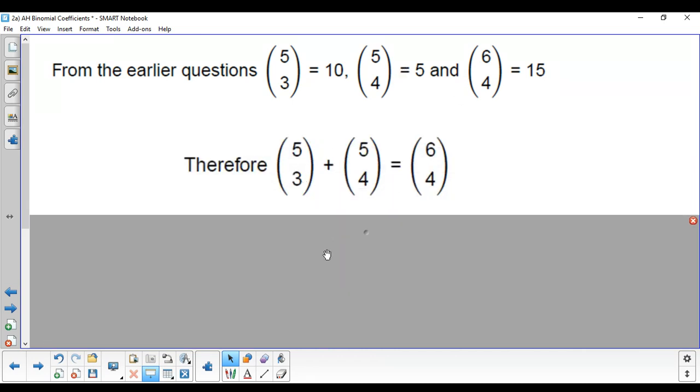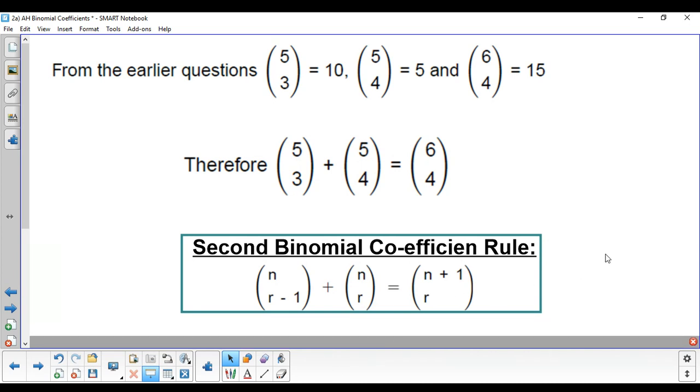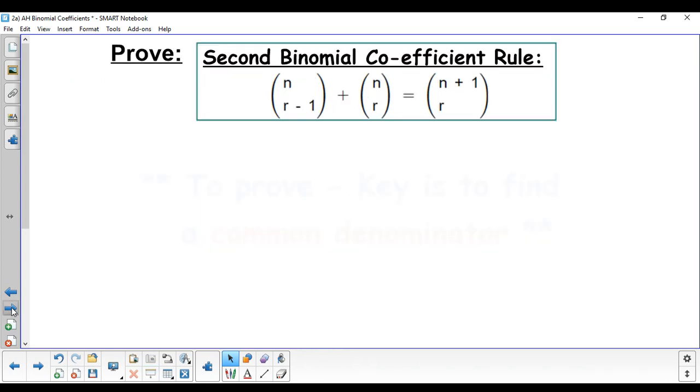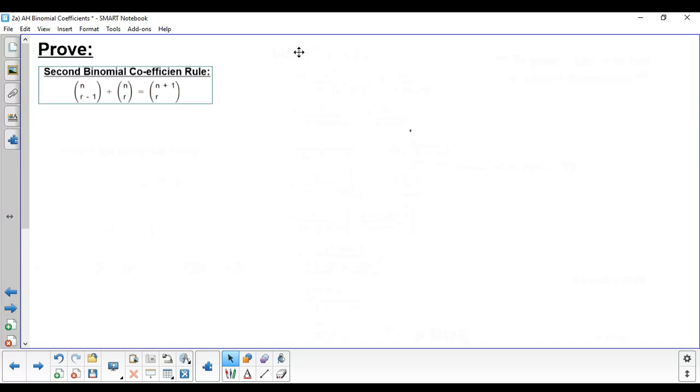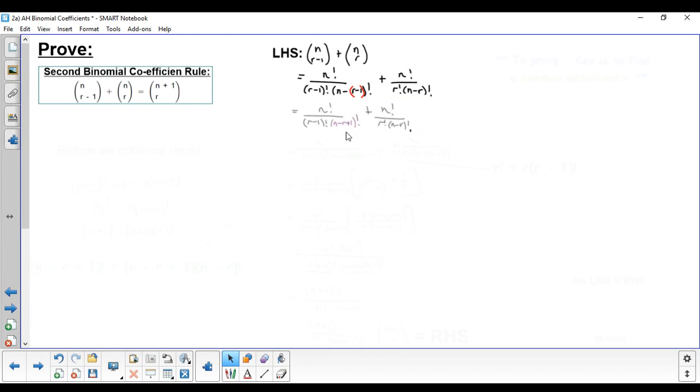What you'll notice is these will add to give the same value. So there's another rule in here, which we call the second binomial coefficient rule. I've made a mistake with the t there, but I'll go back and change. Right, so I've changed it here. Okay, so let's try and prove this. The easiest way is to try and get a common denominator. So if I go for the left-hand side first, that'll be n factorial over (r − 1) factorial, and the difference between them, that one's okay. Remember, if you've got a combination factorial, to put a bracket around it. Let's open that up. So it's minus r plus 1.